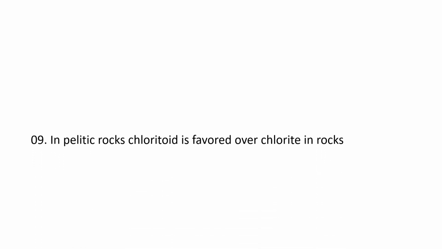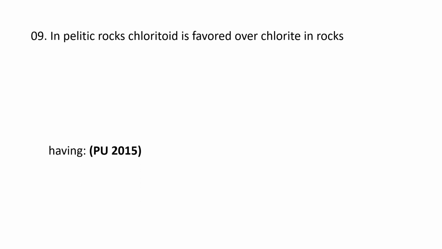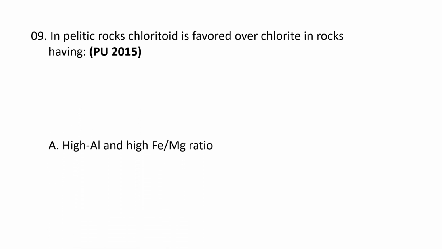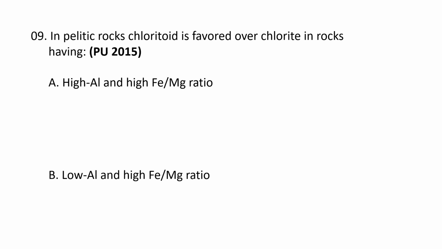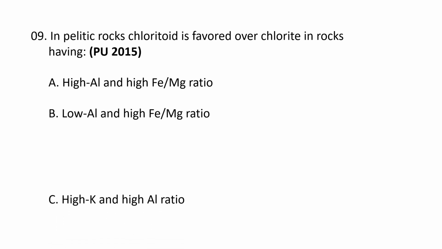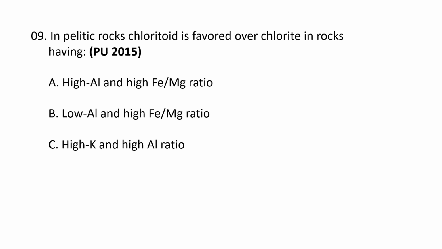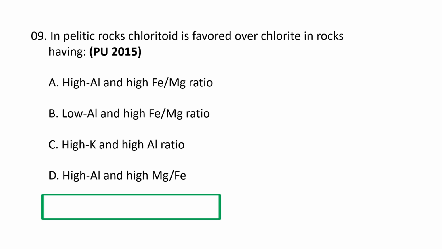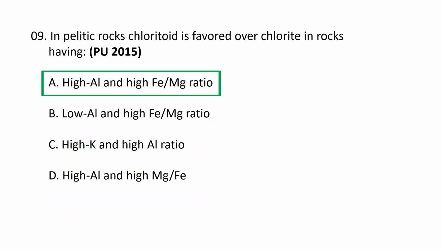Next question. In pelitic rocks, chloritoid is favored over chlorite in rocks having A. High aluminium and high iron and magnesium ratio, B. Low aluminium and high iron and magnesium ratio, C. High potassium and high aluminium ratio, and D. High aluminium and high magnesium and iron ratio. So the correct option is A, high aluminium and high iron and magnesium ratio. Chloritoid is favored in rocks with high aluminium and high iron and magnesium ratio, because chloritoid is an aluminium-rich and iron-magnesium-rich mineral when compared to chlorite.